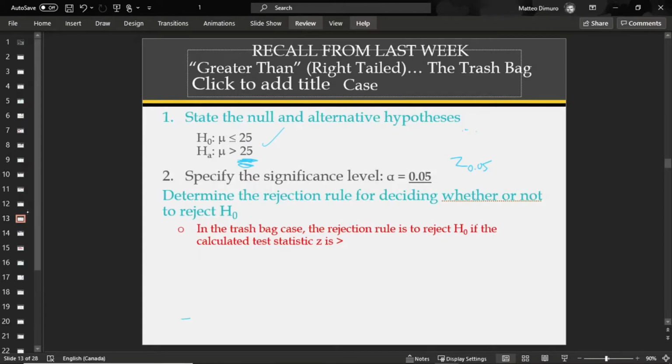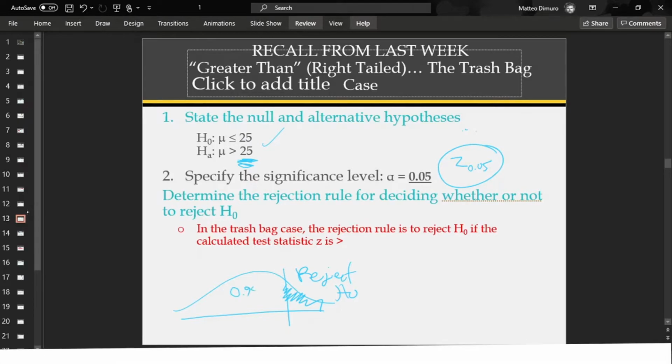Now this is a right-tail test, right? So we're going to be looking to reject H0 over here, and if we're looking up 0.05 for our alpha value, that means we're going to have 95% of the curve over here. So we'll be looking up 0.95.